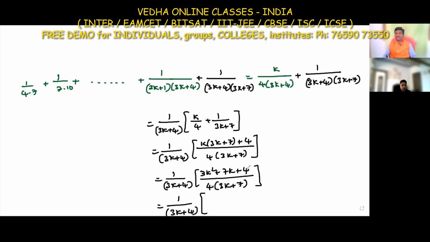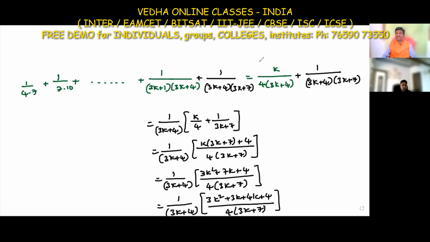3 4s are 12. What are the factors for 12? 3 plus 4, 7. 3 4s are 12. So directly we can take the same factors: 3k plus 4k plus 4, whole divided by 4 into 3k plus 7.